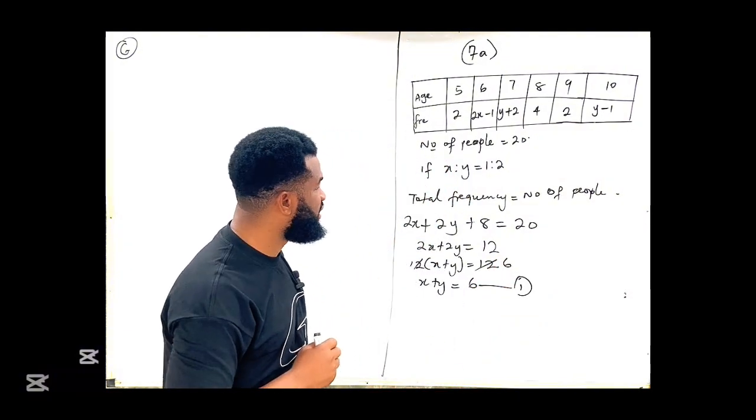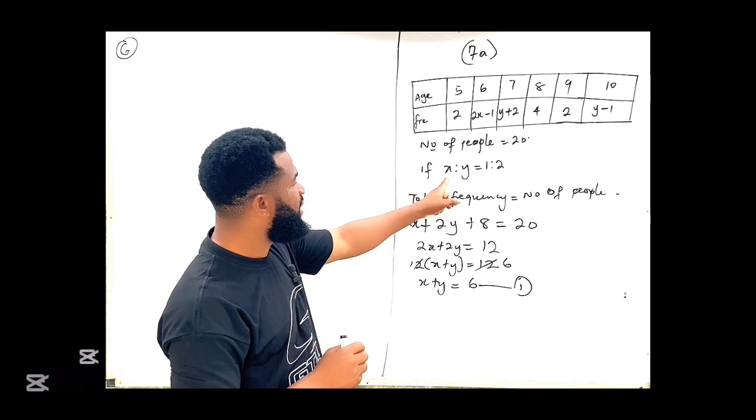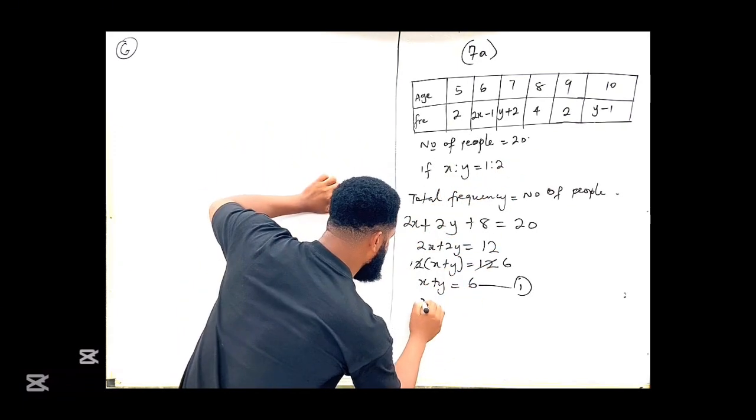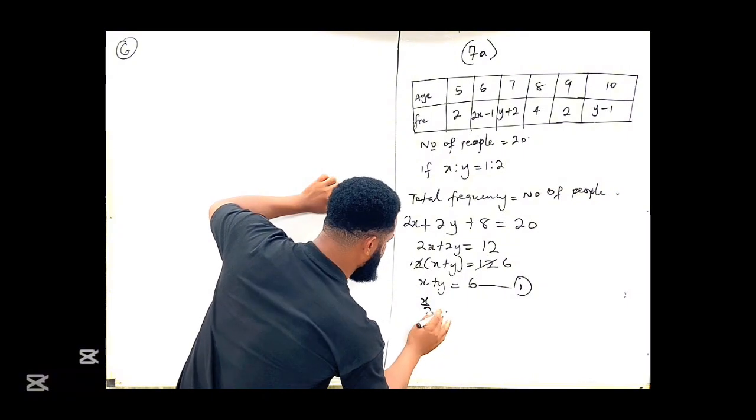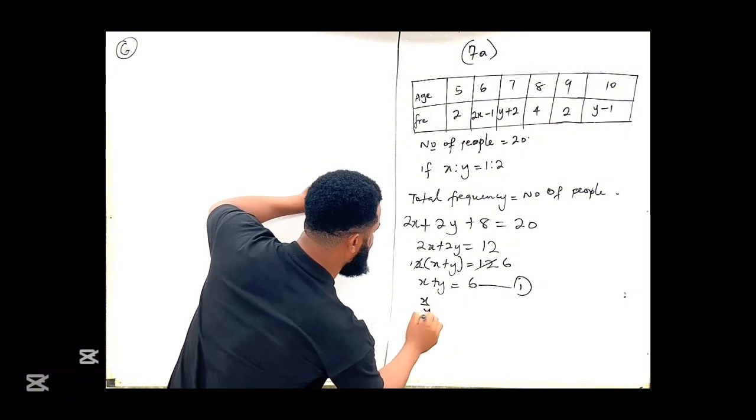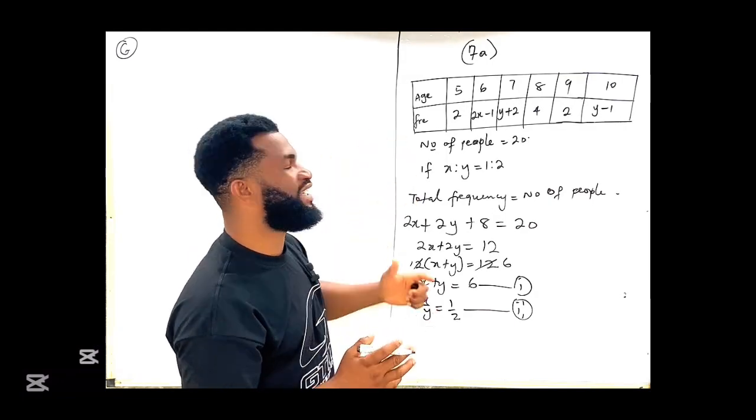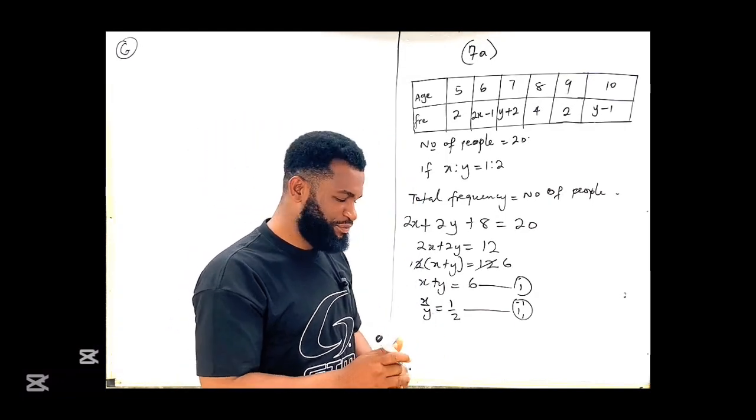But there is something they gave us in the ratio. They say that if x is to y is 1 is to 2, that means I'm going to say that x over y is going to be 1 over 2. And this is equation 2. So this has led us to simultaneous equation.